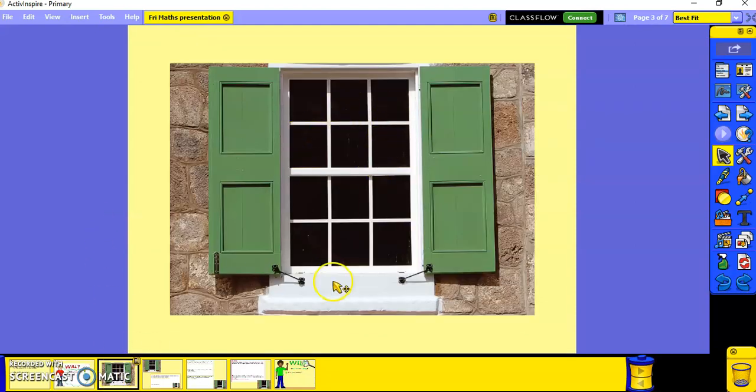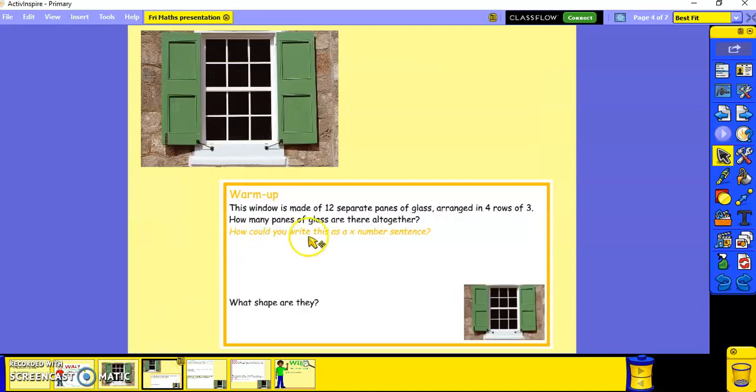So today's maths is all based on this picture of a window. Now we're not worrying too much about the shutters on either side, these green shutters. We are thinking about the glass in the middle. Okay, and I have included a picture of this on your sheet today and also on each of the pages for our video. So this window is made up of 12 separate panes of glass arranged in 4 rows of 3. So we've got 1 row of 3, 2 rows of 3, 3 rows of 3, 4 rows of 3.